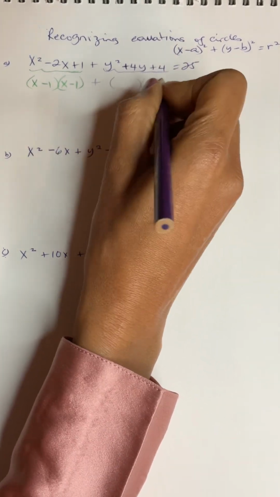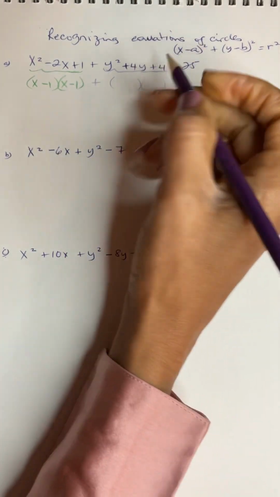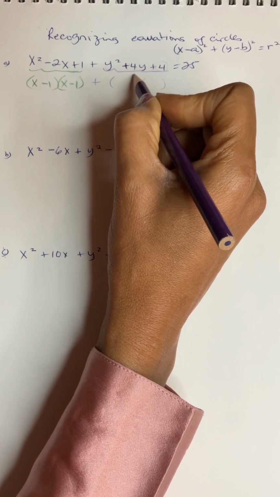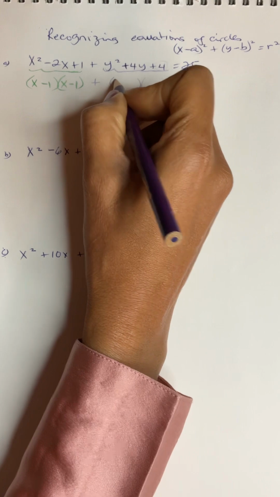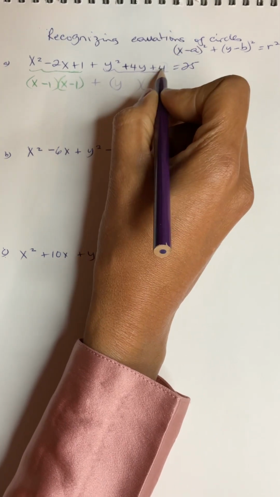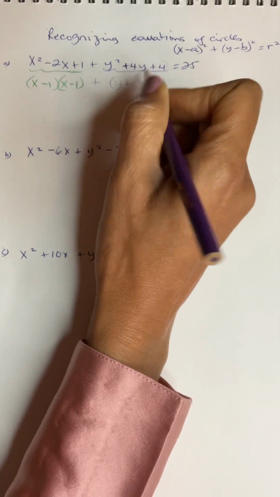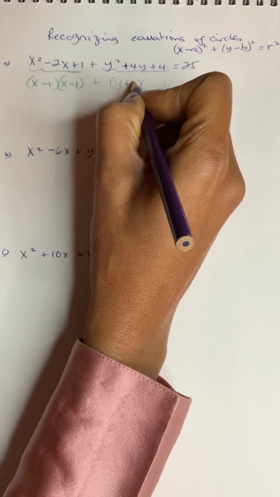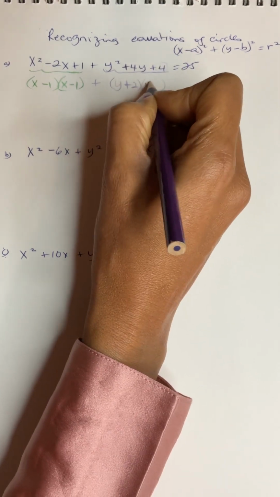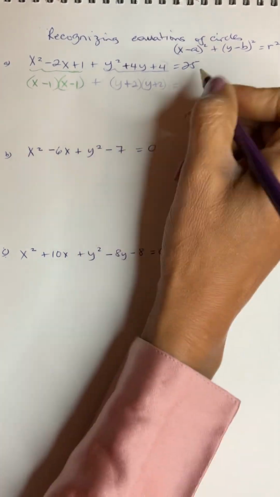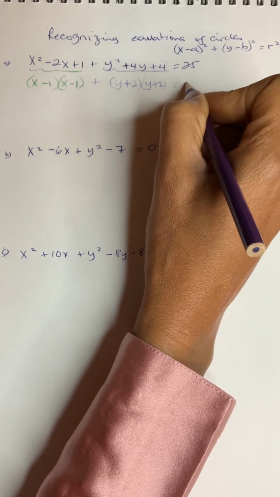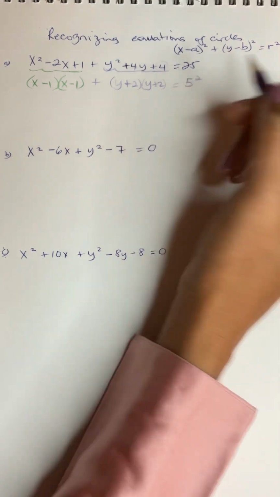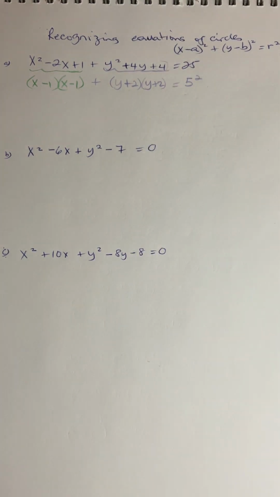We find the factors of 4 such that when added they give this 4. So 2 and 2. This is positive, so it's going to be plus: y plus 2, y plus 2 equals 2. And then r squared, which is the square root of 25, would be 5 to the second power.